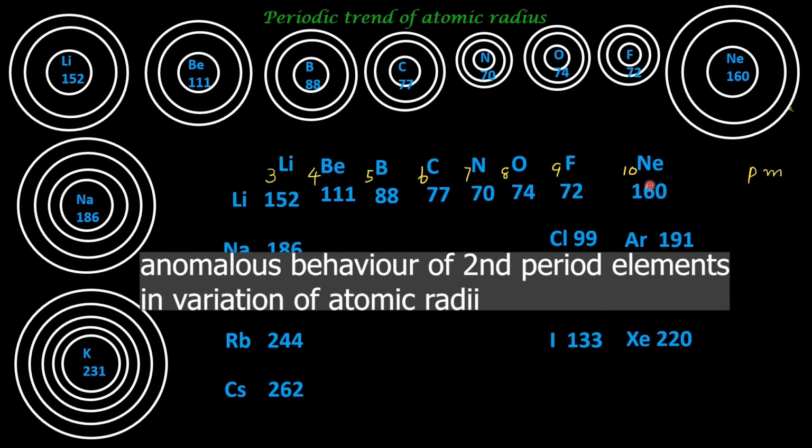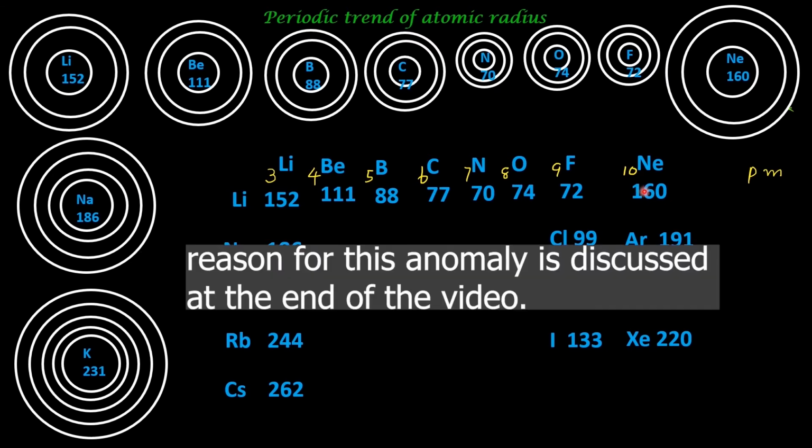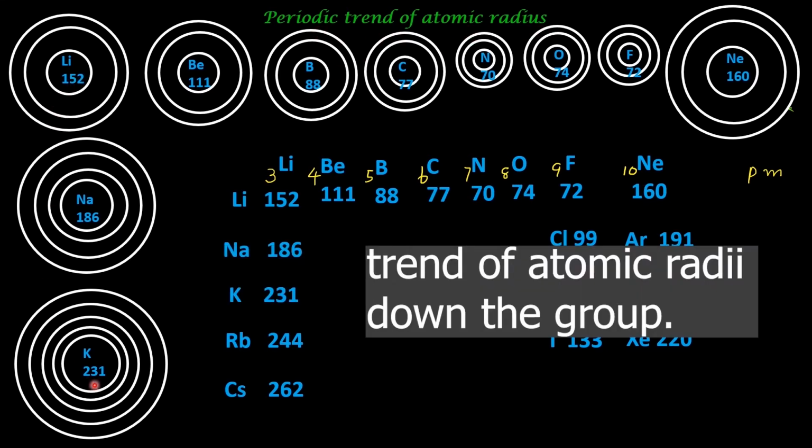Neon belongs to zero group. Its atomic size is much greater than that of fluorine. So we find that there is some anomaly in the atomic size of second period elements. What is the reason for this? But before we answer this question, let us see the trend of atomic radius down the group.